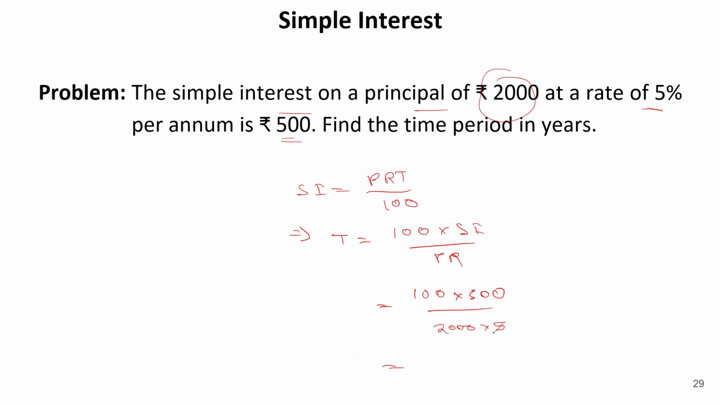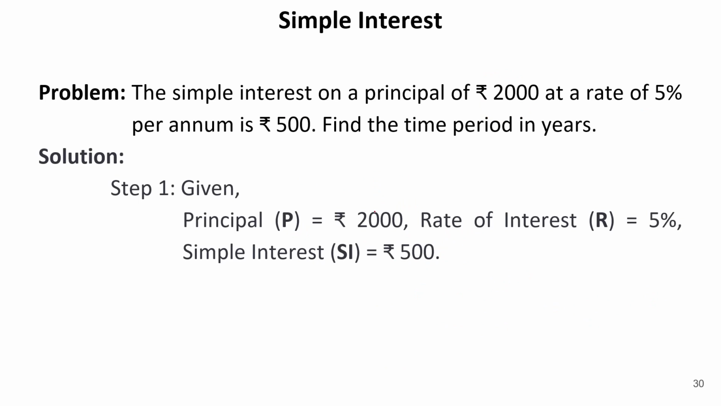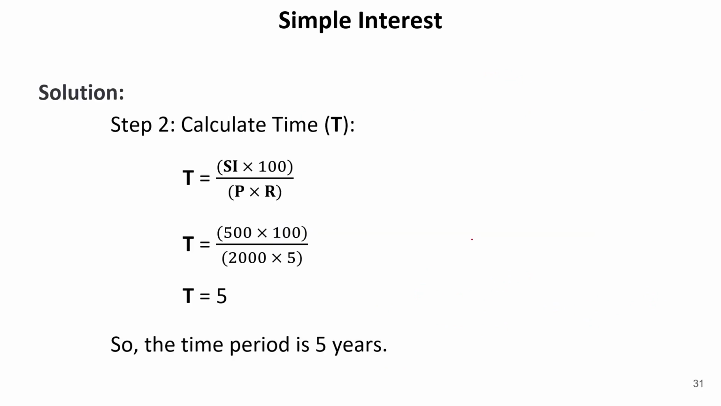So this will be 100, right? So let's cancel 3 zeros from the numerator and denominator. So it will be 10 by 2 is equal to 5. So the principal amount is 2000 rupees, rate of interest is 5%, and simple interest is 500. So calculating T is equal to what? We have calculated SI into 100 whole by PR. So 500 into 100 whole by 2000 into 5. So T is equal to 5. So the time period is 5 years.